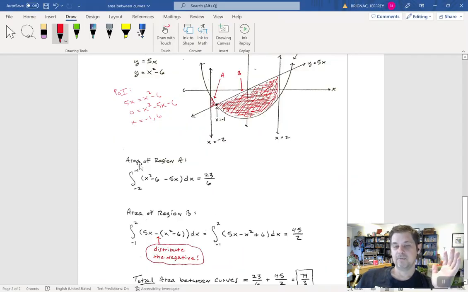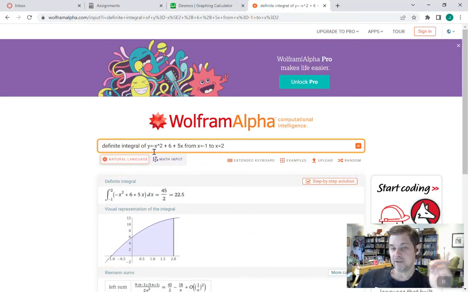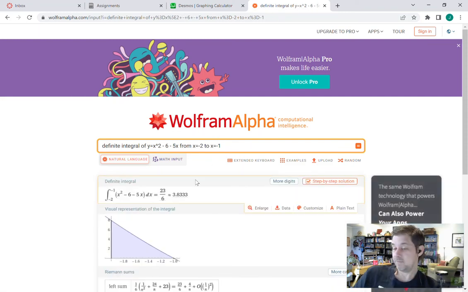Let's say that I want to evaluate this definite integral from -2 to -1 of x squared minus 6 minus 5x. Then I can type literally that in. The definite integral of x squared minus 6 minus 5x from -2 to -1. Okay. All right, press enter and it will tell me, very fast, what that is. It's 23 over 6. Okay.